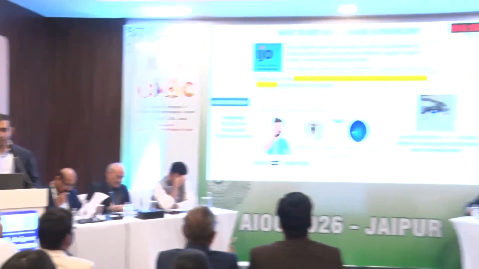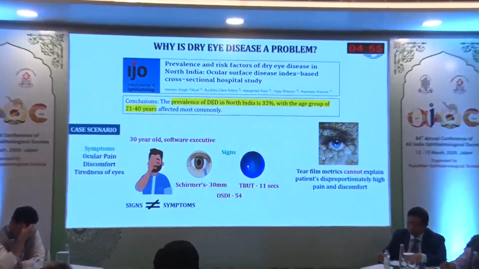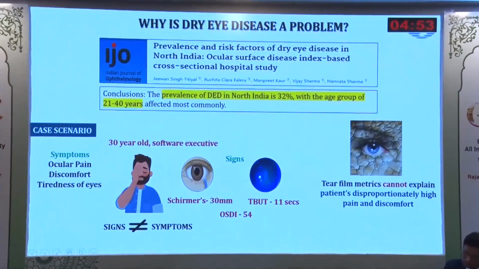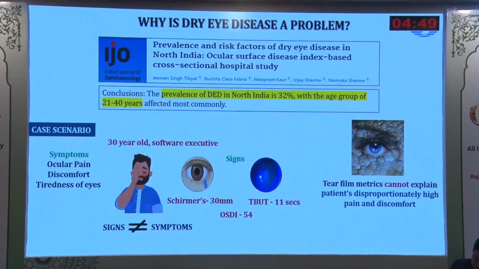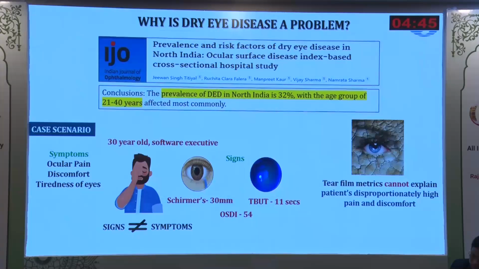At the outset, I'd like to say that I have no financial disclosures related to this presentation. Now, we all know that dry eye is becoming more and more of an issue, and especially this kind of patient where the tear metrics and the symptoms don't correlate, where the patient's disproportionately high pain and discomfort can't be explained by the tear film metrics, are the subgroup that bother us a lot.